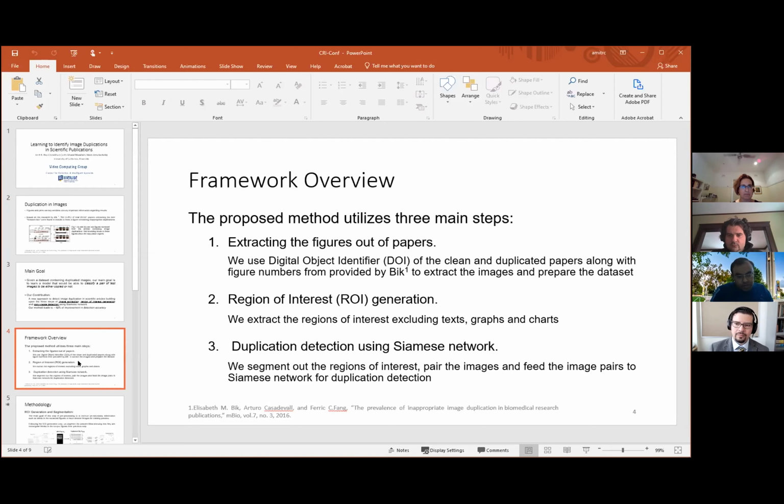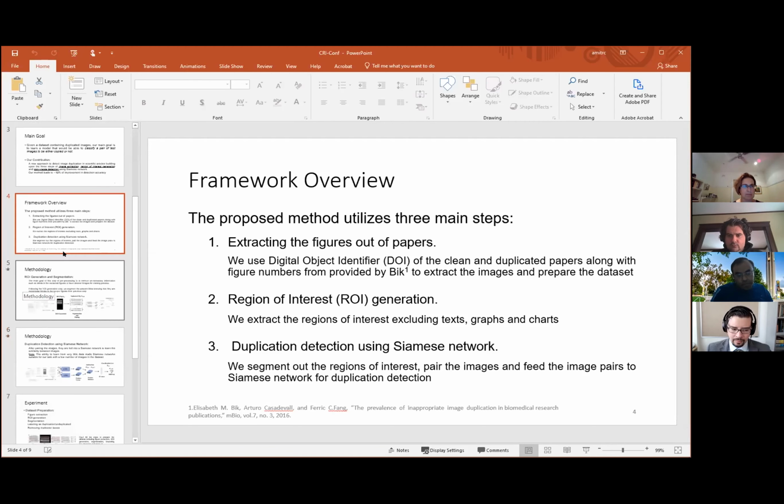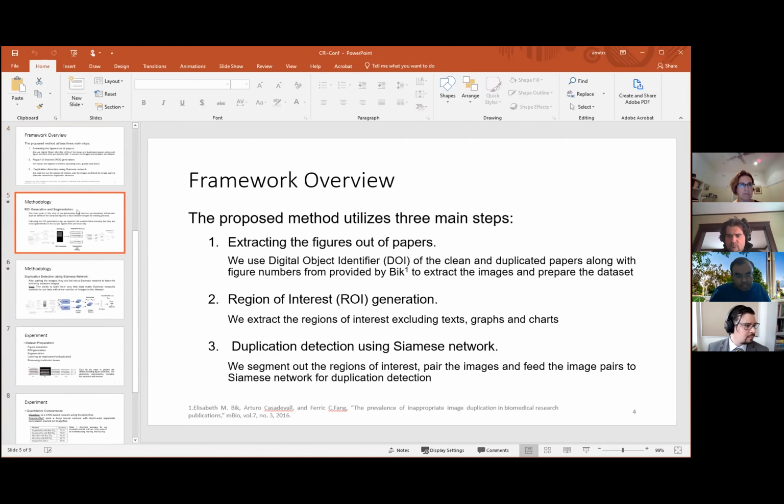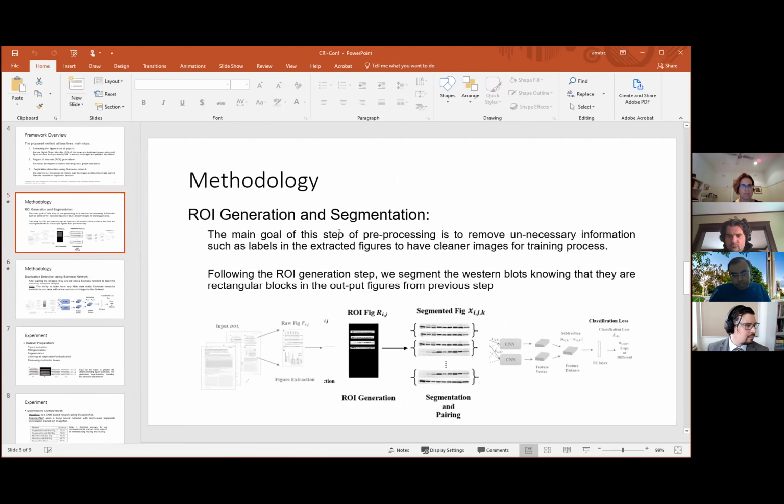I'm not going to get into the details of that. Ghazal presented this on Monday, and that is more for a detailed machine learning discussion as to why a Siamese network versus anything else. But let's just abstract it out: we come up with a machine learning method to do this.